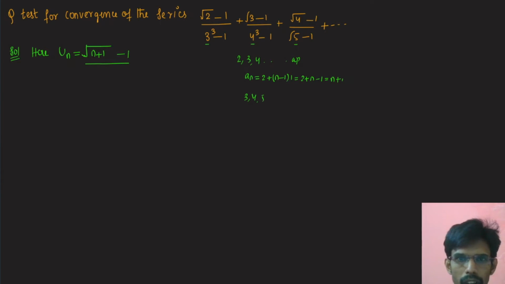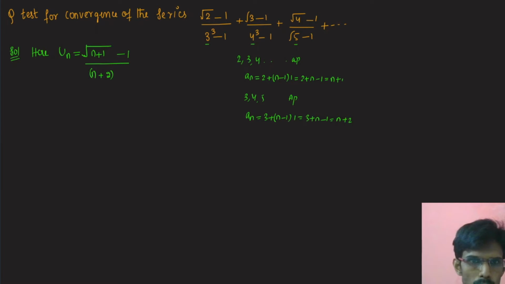3, 4, 5 are also in arithmetic progression. So the general term an will be first term plus n minus 1 into common difference. Common difference is 1. So we have 3 plus n minus 1, that is n plus 2.